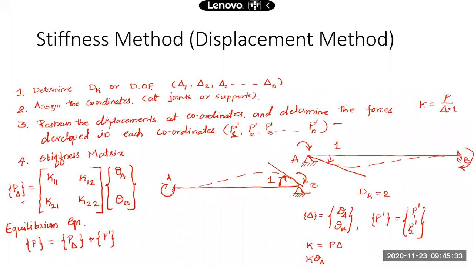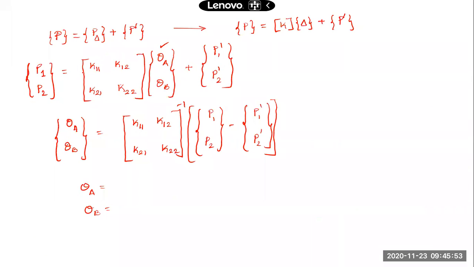This is the equilibrium condition. This is how we are going to apply the condition of equilibrium. Net force in any coordinate will be equal to the force due to the displacements plus the force due to the applied force, P delta plus P dash. Further, I can extend this to matrix form. So P is equal to P delta, which is K into delta, stiffness multiplied by the displacement, plus P dash, which will be calculated for the restrained structure. I can rearrange the entire matrix and determine my unknown displacements, theta A and theta B.